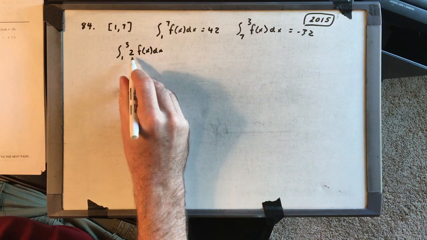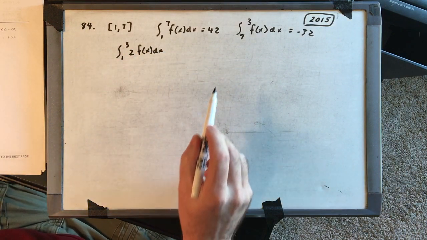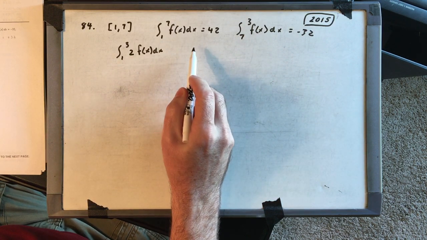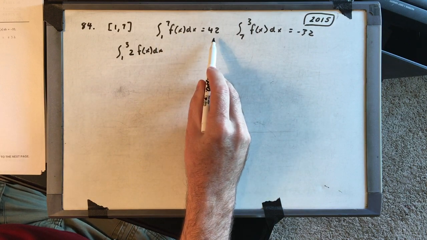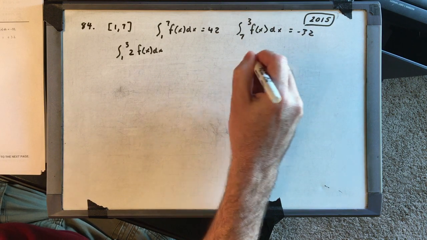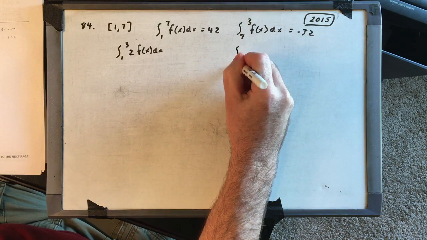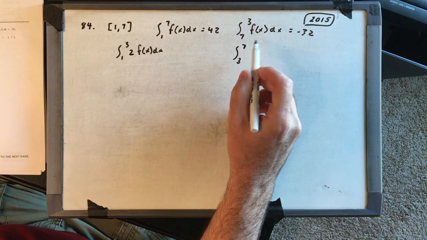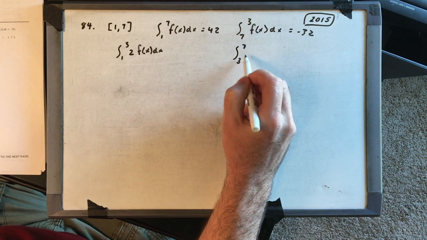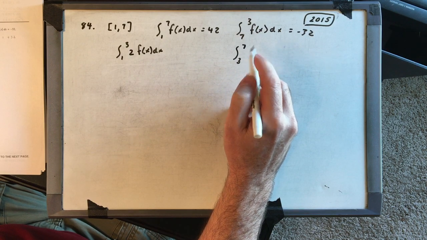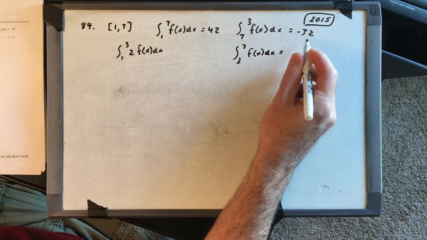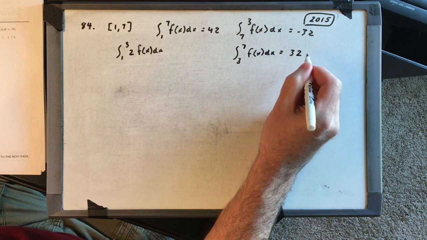We're going to be able to bring that 2 out front in a minute. So what we need to do is just fill in the puzzle pieces here. The whole thing, 1 to 7, is 42. 7 to 3 is negative 32. Well, what that means is if I reverse the limits of integration, that negates the answer. So negative 32 becomes a positive 32.